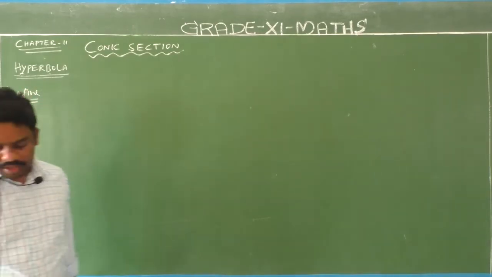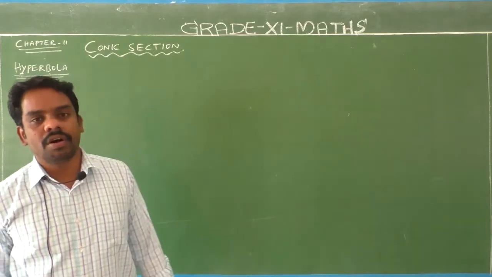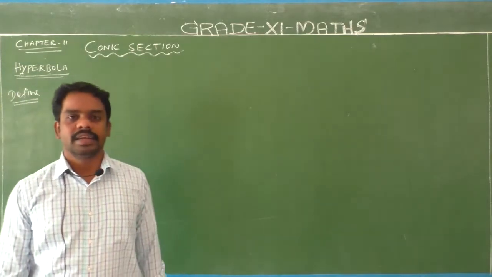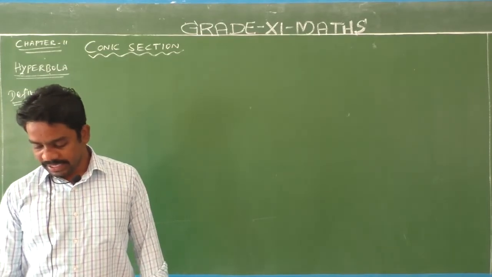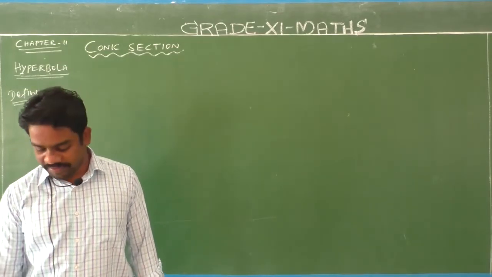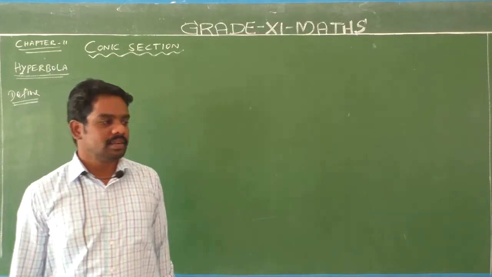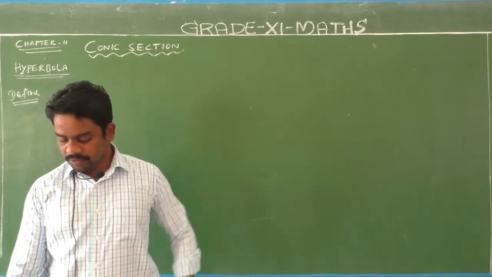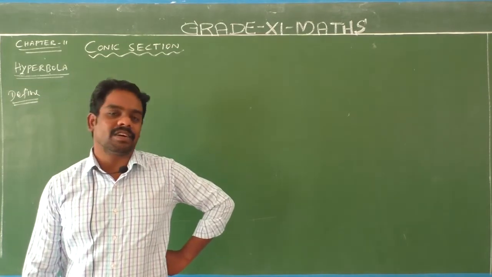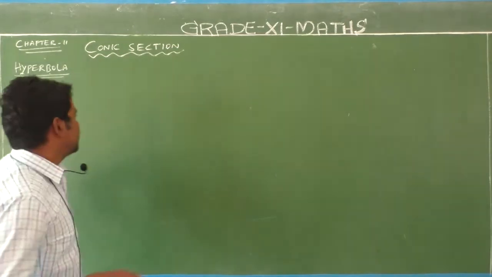Define: a hyperbola is the set of all points in a plane, the difference of whose distances from two fixed points in the plane is a constant. Listen.